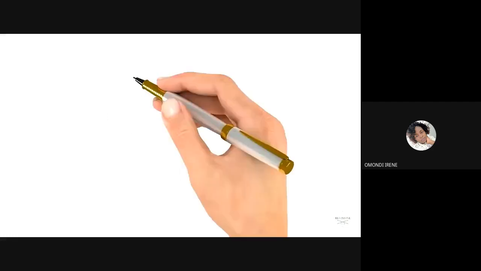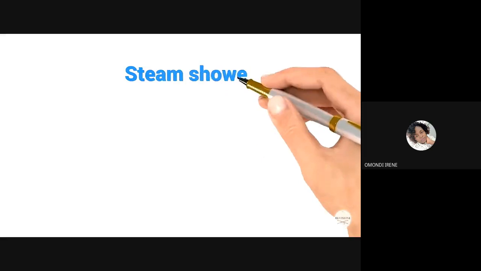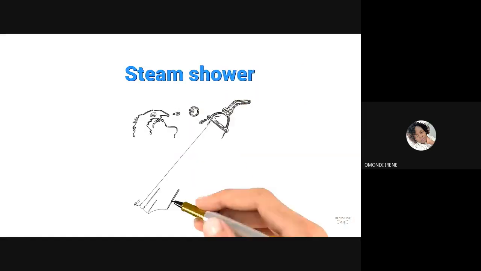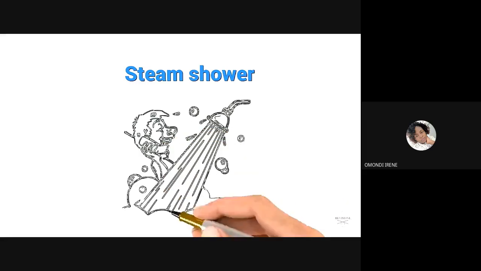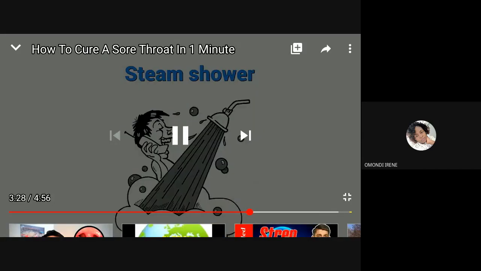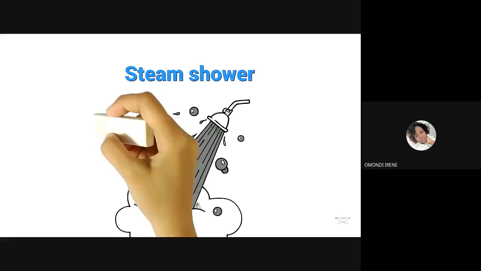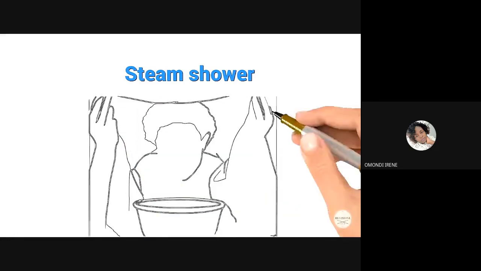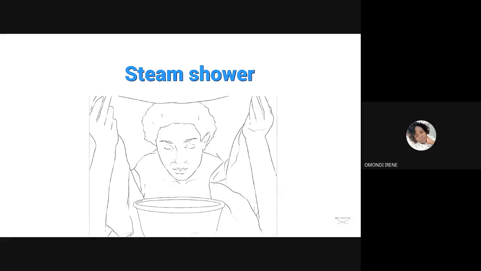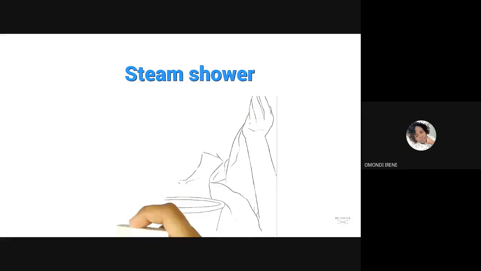At number 8, we recommend giving yourself a steam shower. If you don't have a humidifier, you can still get relief from moist air. Breathe in the steam from a warm shower to help reduce swelling and ease the pain of a sore throat. You can also create steam by running very hot water into a sink. Drape a towel over your head and lean into the sink to breathe in the steam. Keep taking breaths for several minutes and repeat as necessary to ease your sore throat.